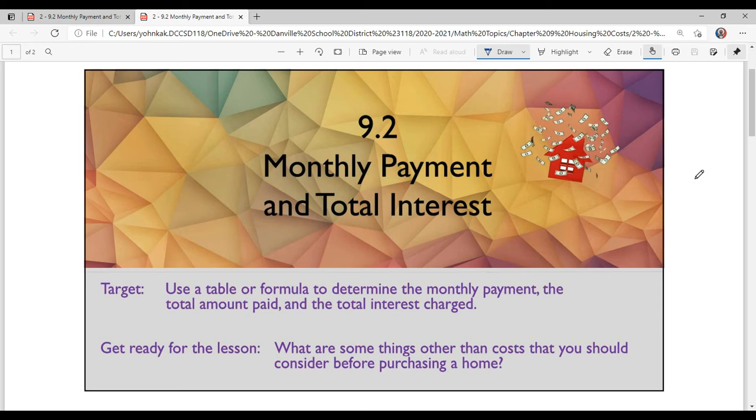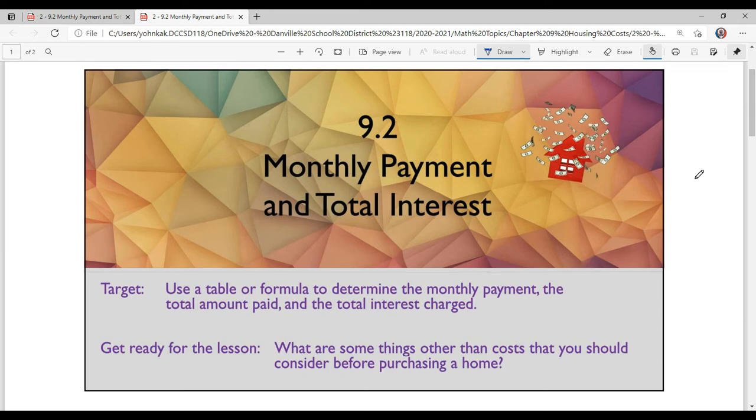A big question for today is, what are some things other than costs that you should consider before purchasing a home? Some things you might want to consider is, how long are you going to live in that house? Buying and selling and moving are long, time consuming, annoying things for most people. And if you are only planning on staying in a house for a couple months, then there's no point in you buying. So figure out where you want to put your roots down, figure out where you want to live once you get that big job, and then think about how much family are you going to have living with you.